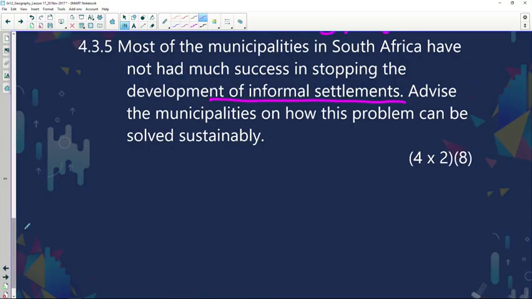Now, what can we do? How can we advise the municipalities on how this problem can be solved to keep the people happy as well? And my first idea will definitely be to improve service delivery in rural areas.